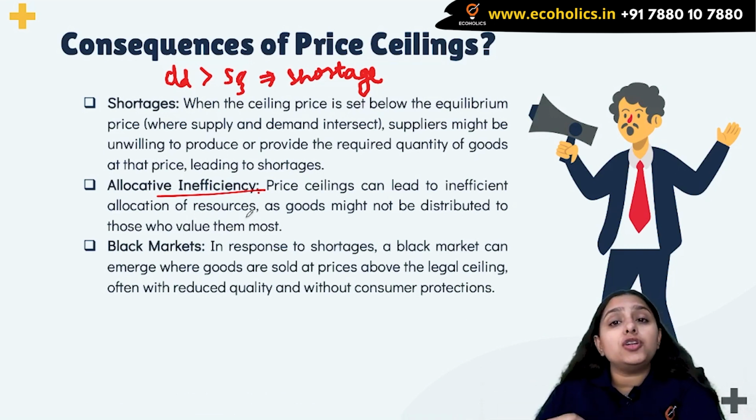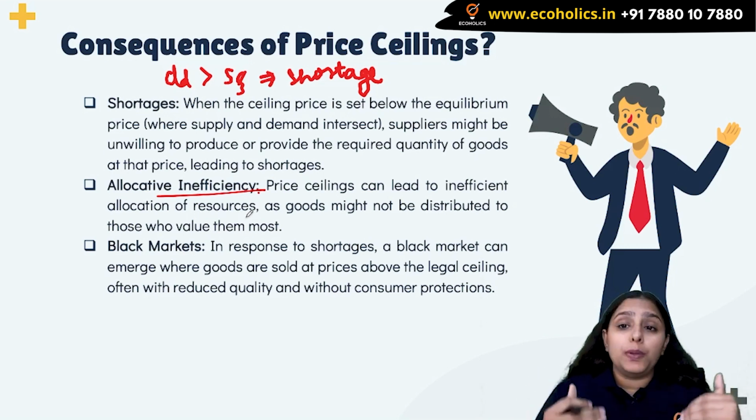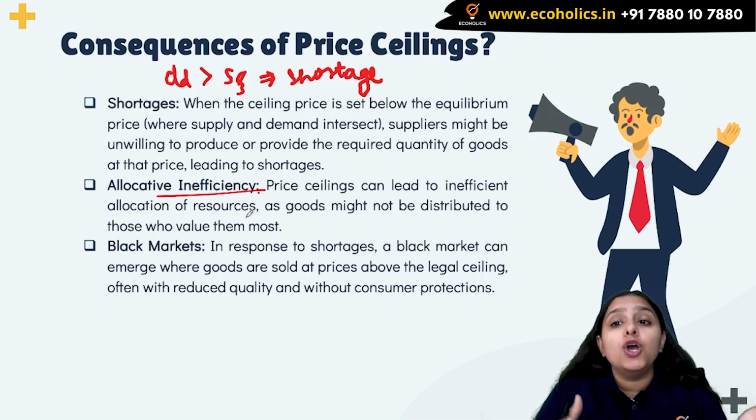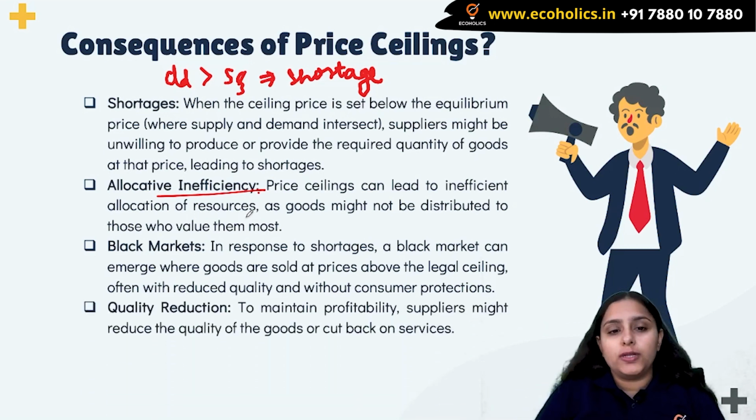Also, whenever there are shortages, that is the place where black markets start taking birth. So if there comes a shortage of any product, the black market system gets activated. The people who are not getting the stock, who are out of stock, they start purchasing it from the black market by paying higher prices even than equilibrium. So it even leads to a worse situation than before. So that is another consequence.